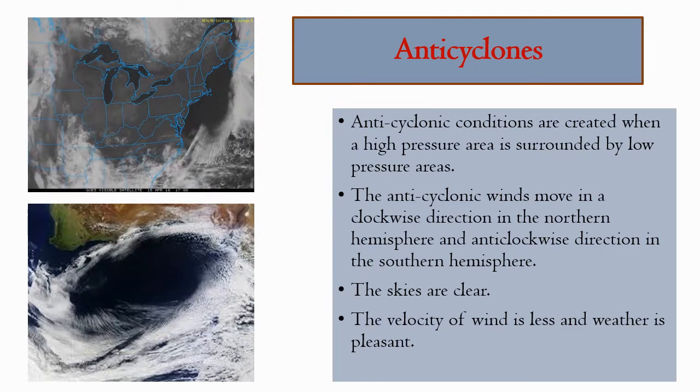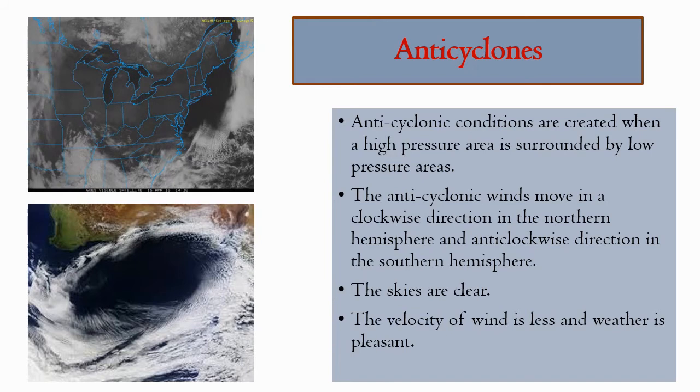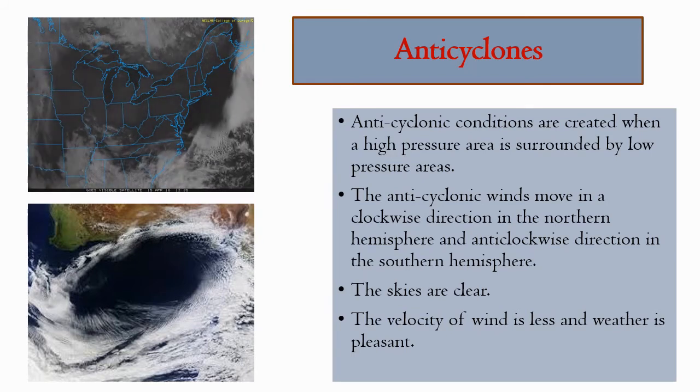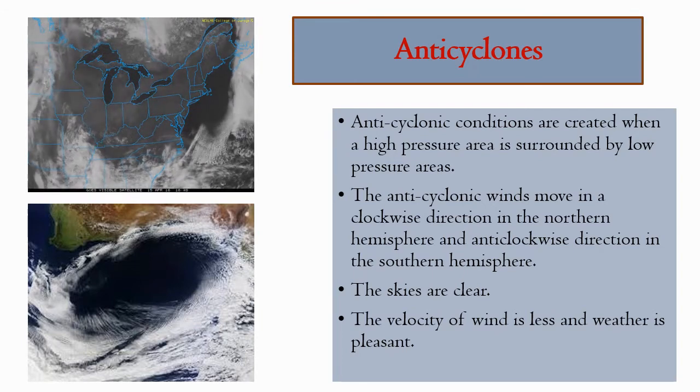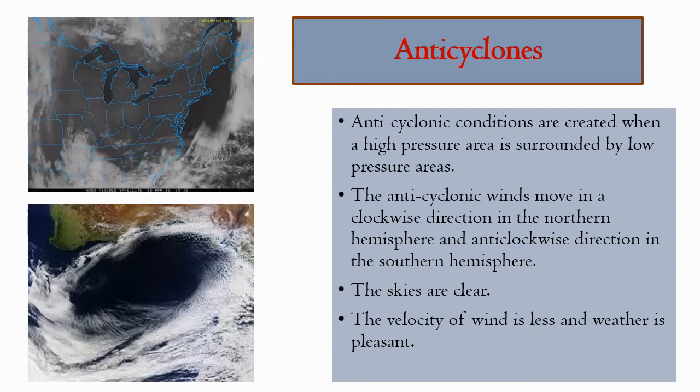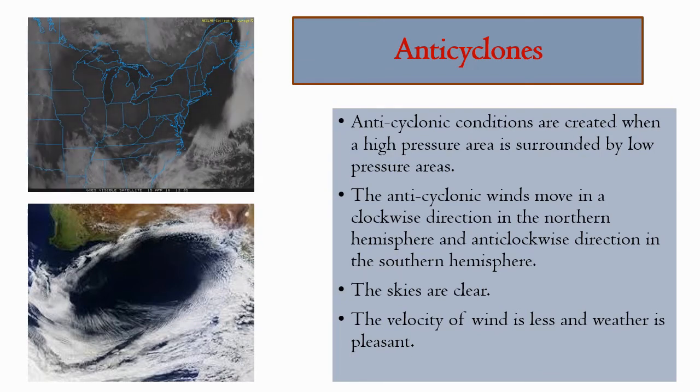Under specific atmospheric conditions, the air pressure in a particular region increases and the pressure in the surrounding areas remains low. In this situation, winds blow from the center toward the surrounding areas in a circular manner. During anticyclones, the skies are clear, winds blow with lesser velocities, and the weather is pleasant.